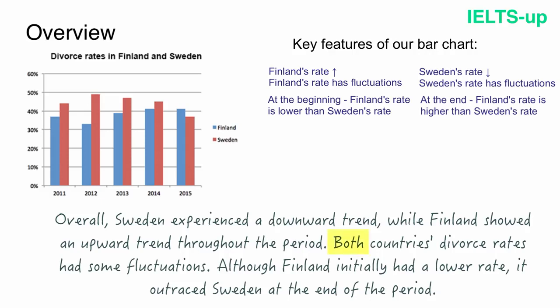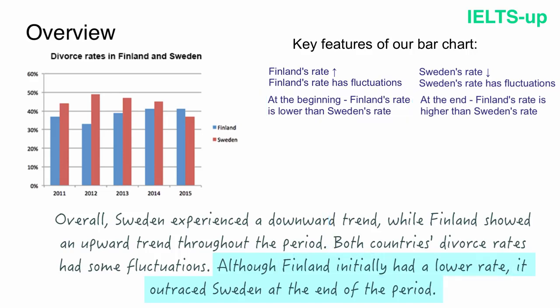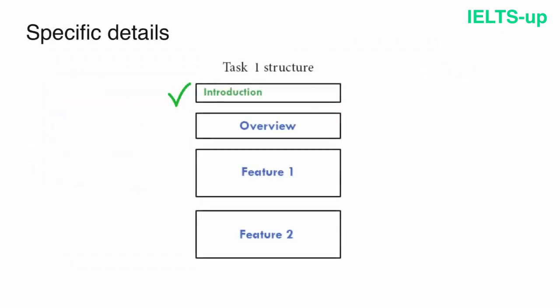Then I use the word both to say that 2 countries had the same feature. In our case, both countries had some fluctuations. And finally, I compare rates of Finland and Sweden throughout the period. Since initially Finland's rate was lower than Sweden's rate, but then it changed, I used the linking word although. Although Finland initially had a lower rate, it outraced Sweden at the end of the period. And that's all with the general overview paragraph.